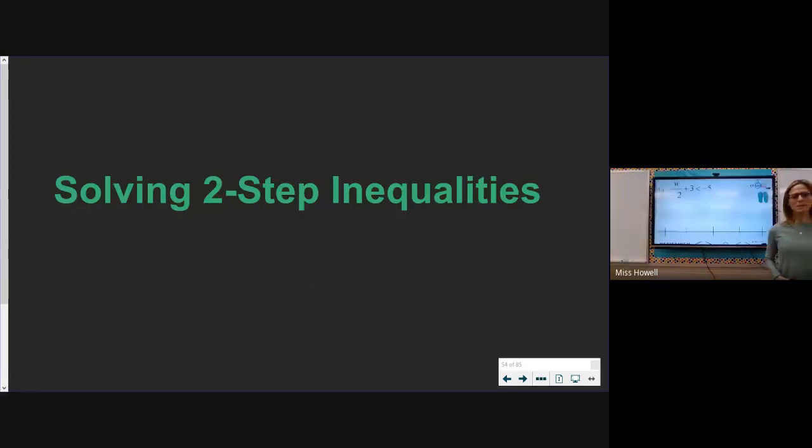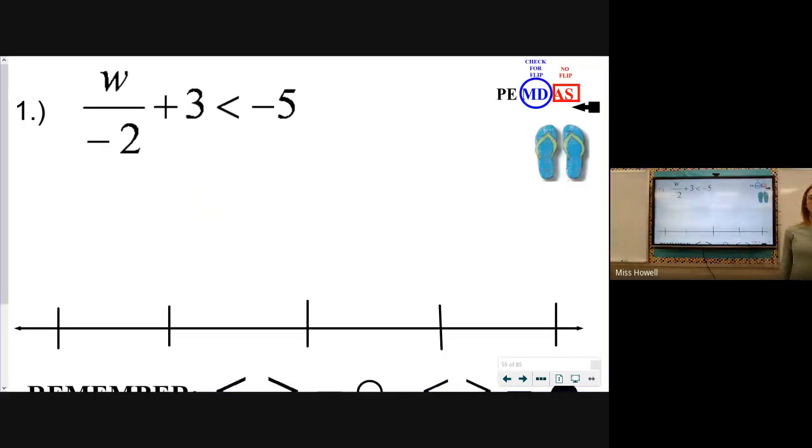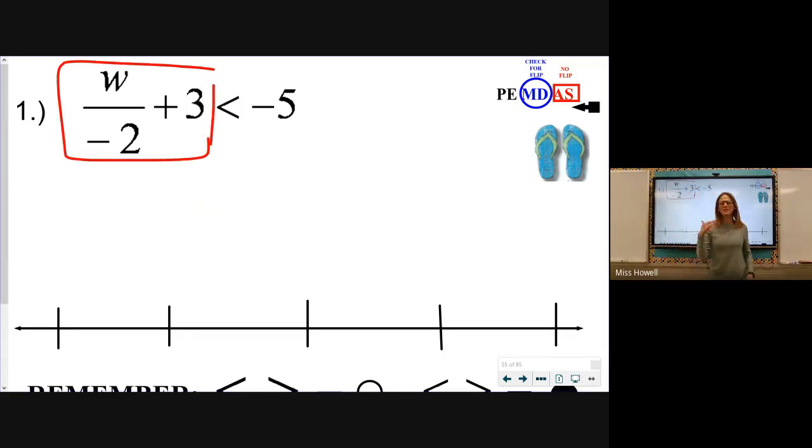All right, let's look at some examples. Number one, we want to solve for the variable w when we're told w divided by -2 plus 3 is less than -5. I would still start with a box here. I would cover my entire w term, which is that entire fraction. And what we can still see inside of our box is the adding part we have to remove first. We need to remove that add 3 first.